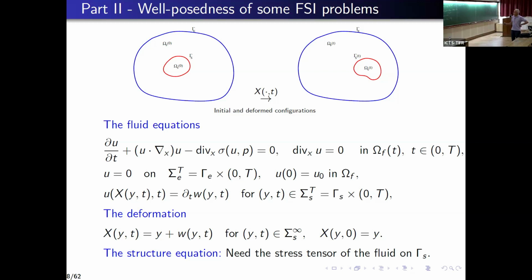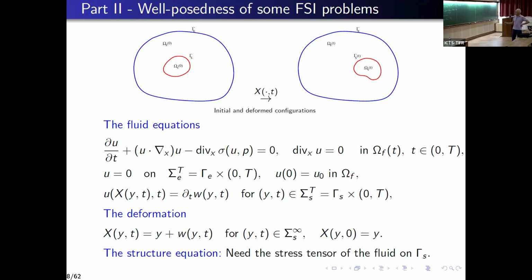And gamma S is the boundary between the fluid and the elastic body. So this is the situation at time 0, but due to the deformation of the elastic body and to its displacement, the domain is now different from here, so it depends on time. And, okay, what are the equations?